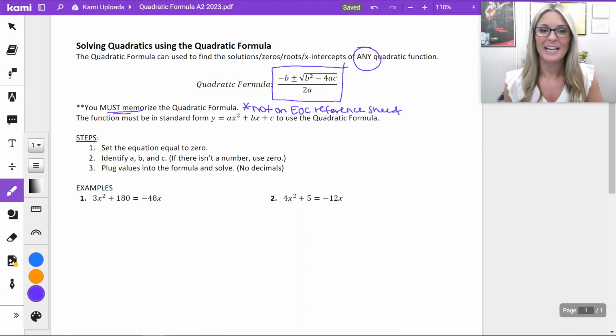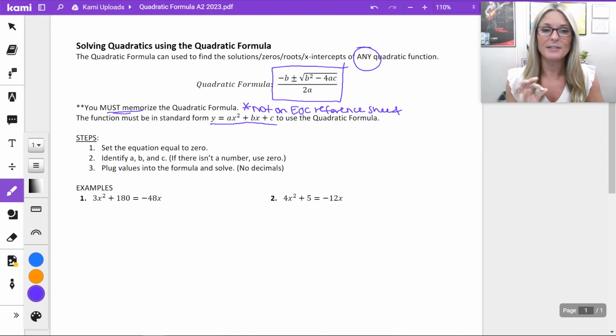In order to use the quadratic formula, we do need to make sure that our quadratic is first written in standard form, y equals ax squared plus bx plus c. That'll help us identify the specific a, b, and c values that plug into this quadratic formula.